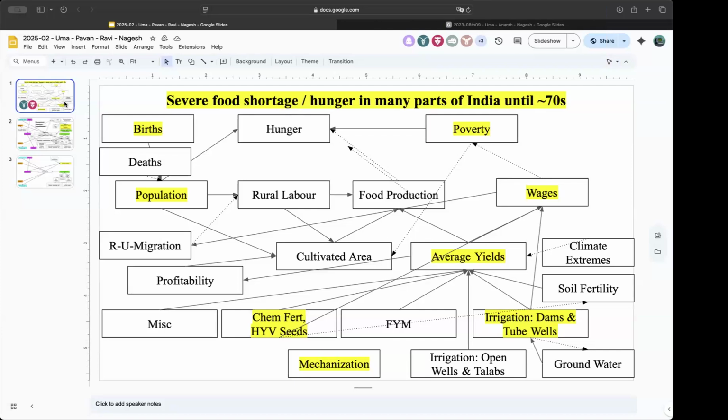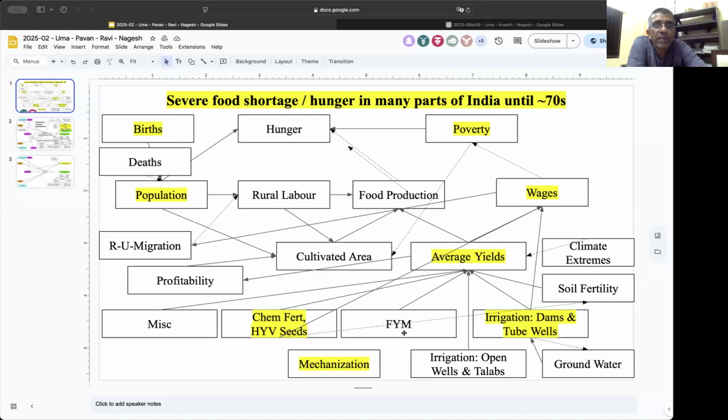Yeah, so the abbreviations in this, right? Can you just explain? What is that, sir? The short forms used, HYV, FYM. Can you elaborate? Okay, yeah. So FYM is organic fertilizers, farmyard manure, cow dung. As opposed to chemical fertilizers.